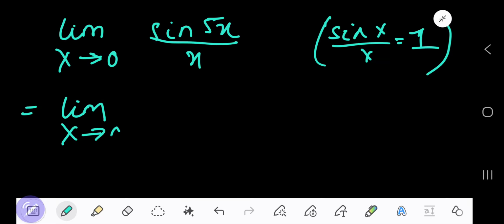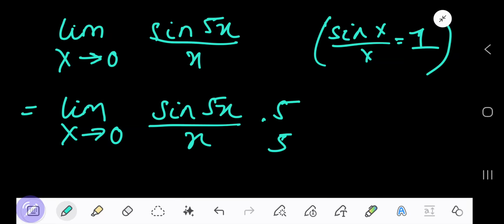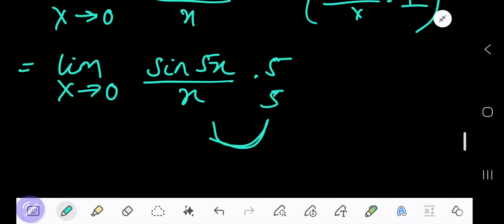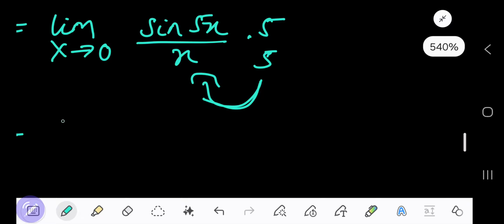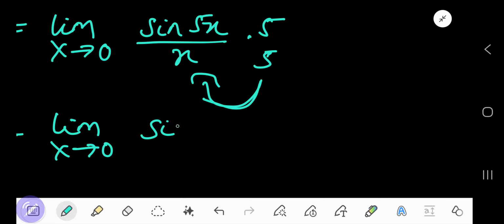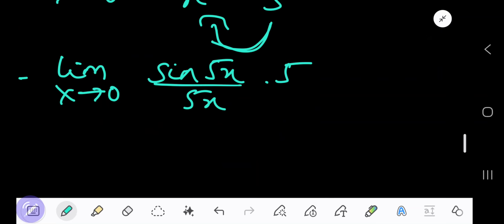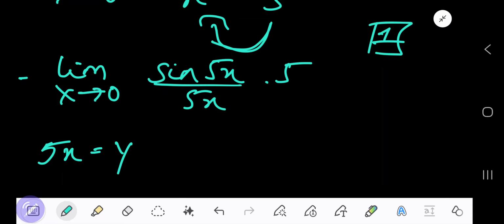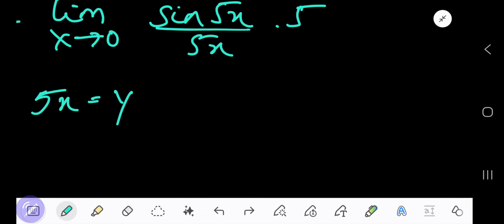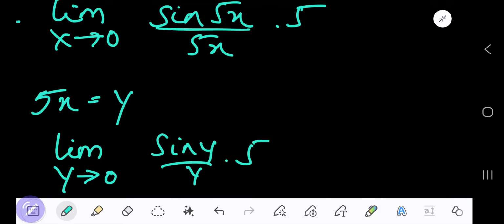So this would be the limit as x approaches 0 of sine 5x over x times, say, 5 over 5. If you do that, we can get this 5 here and keep this 5 the same. This would be equal to the limit as x approaches 0 of sine 5x over 5x times 5. We can't use 5x over 5x directly as 1, so what would we do? We can say 5x equals y. Since we have y in the equation now, we change the limit expression: this will be equal to the limit as y approaches 0 of sine y over y times 5. Now the limit as y approaches 0 of sine y over y is just 1, multiplied by 5, which is 5. So 5 is our final answer.